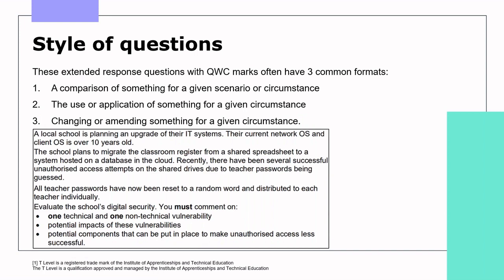And then the final common example is about what happens if a change is made to a process, system, regulation, etc. for a given circumstance, with those justifications, again, always being needed. In this example, we have a school who are planning IT upgrades and changing their classroom register from a shared spreadsheet to a cloud database. And students, in this question, need to consider the digital security in this example.